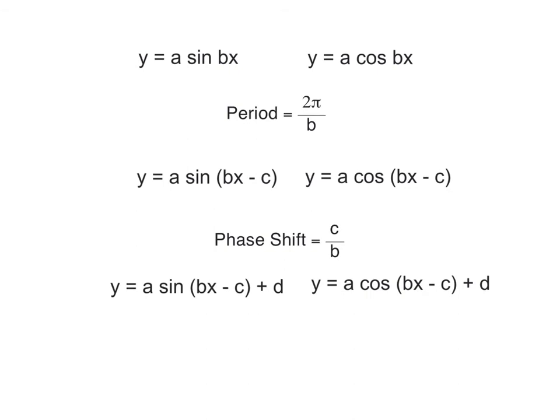So lastly, our general equation now looks like y equals a sine parentheses bx minus c plus d, or y equals a cosine parentheses bx minus c plus d. Now what does that d do? That d translates it vertically. So if d is a positive number, it shifts it up so many units. If d is a negative number, it shifts it down so many units.